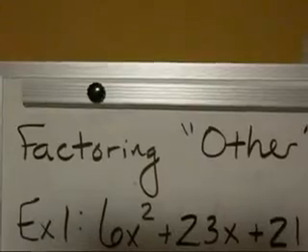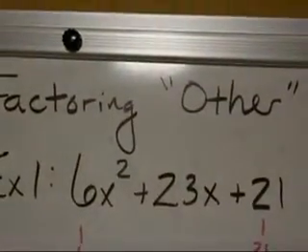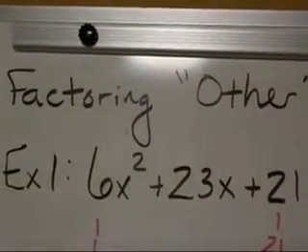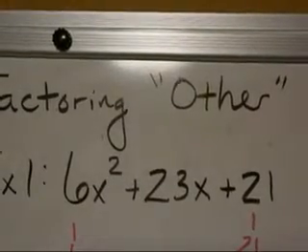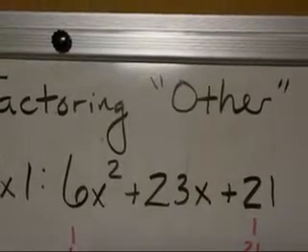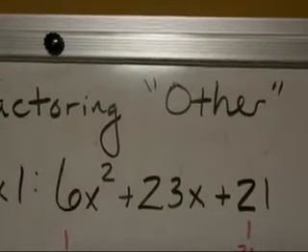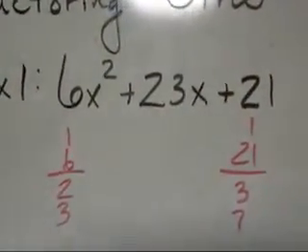This is a little video on how to do factoring with the other method when it's hard. Let's look at the trinomial 6x squared plus 23x plus 21. Can I take out something common? No. Is it a difference of squares? No. Is it a perfect square trinomial? No. So the first thing I'm going to do is factor the first term.